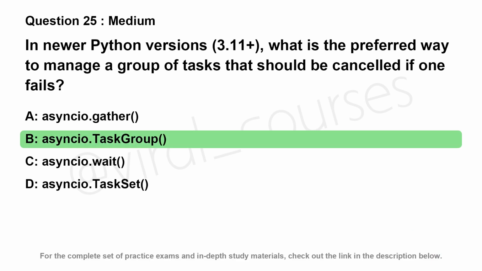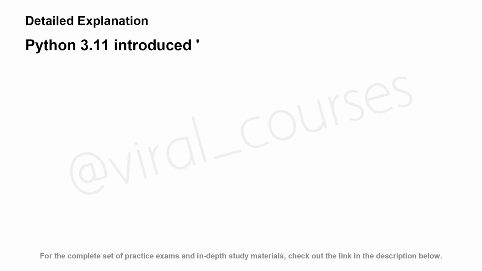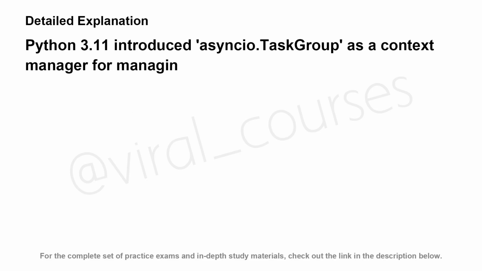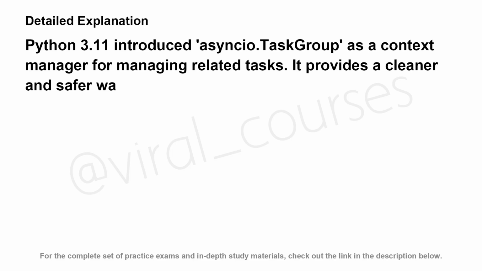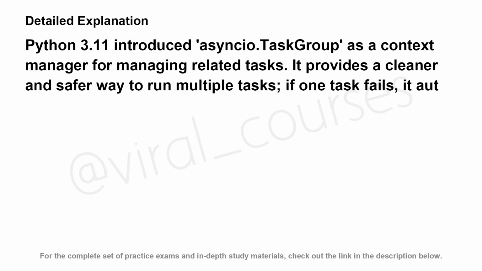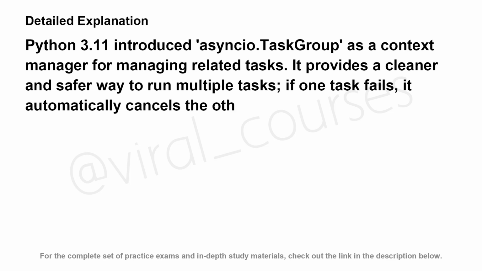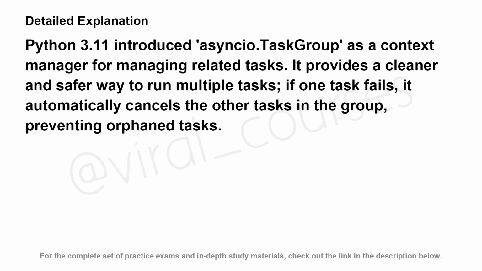The correct answer is B. Python 3.11 introduced asyncio TaskGroup as a context manager for managing related tasks. It provides a cleaner and safer way to run multiple tasks. If one task fails, it automatically cancels the other tasks in the group, preventing orphan tasks.